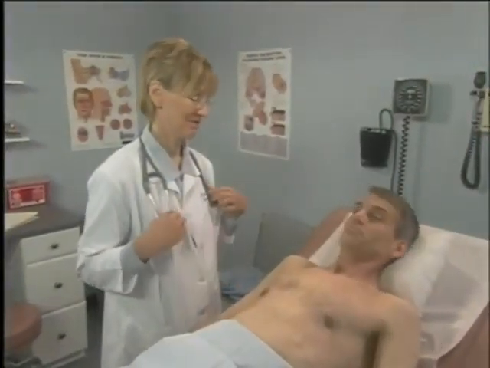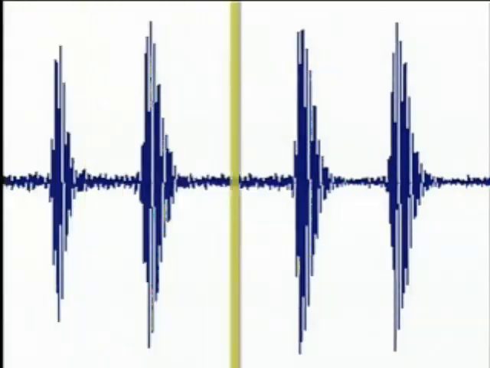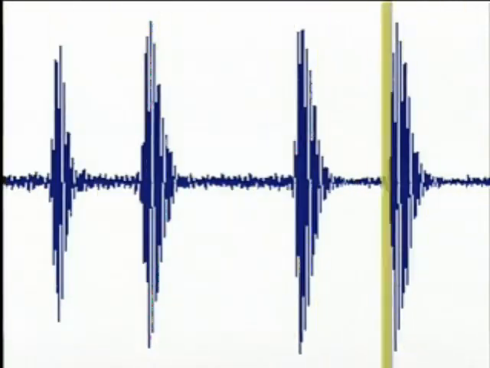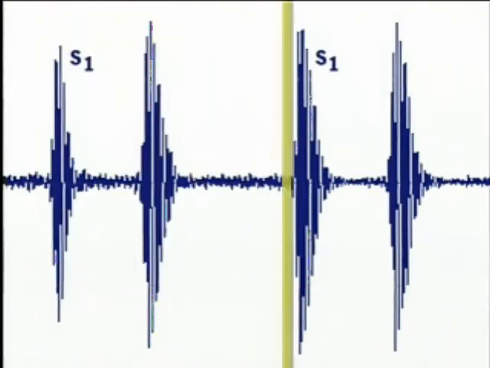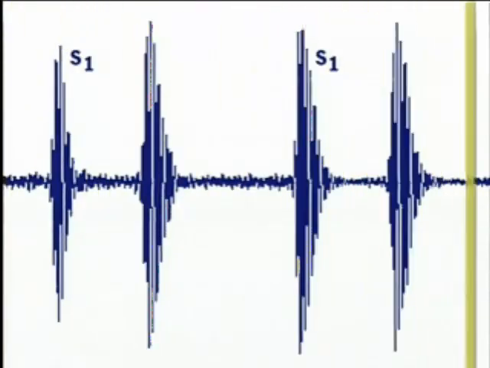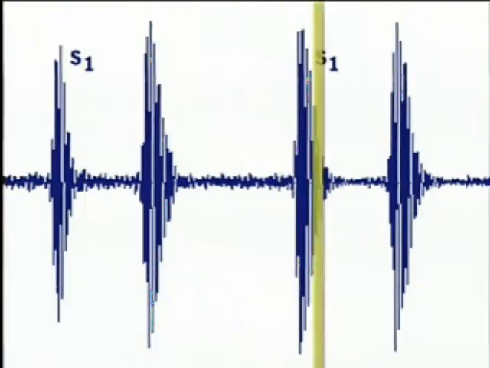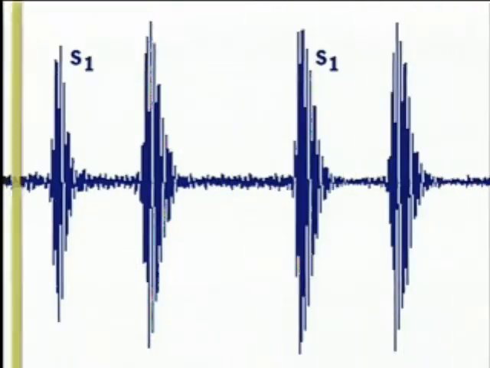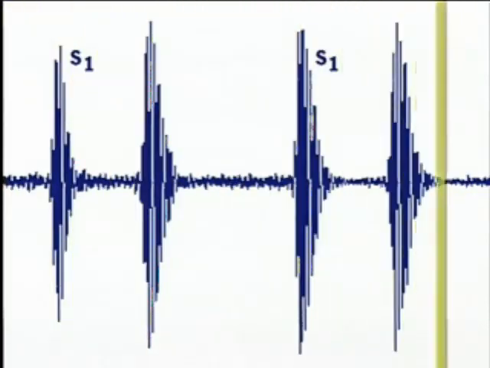Auscultation of heart sounds is an important skill that leads directly to several clinical diagnoses. Before auscultating the heart, let's review normal heart sounds. Closure of the heart valves creates a pair of audible heart sounds. The first sound, S1, arises from closure of the mitral valve. Tricuspid valve closure may also contribute to S1.